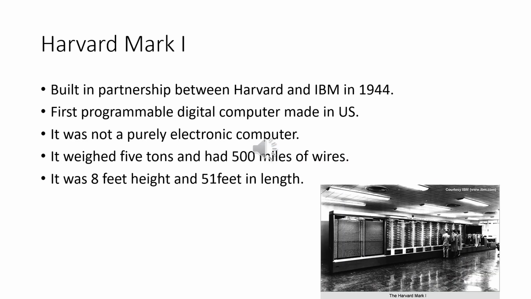Harvard Mark I. The Harvard Mark I computer was built in partnership between Harvard and IBM in 1944. This was the first programmable digital computer made in the US, but it was not a purely electronic computer. The machine weighed 5 tons and had 500 miles of wires. It was 8 feet in height and 51 feet in length.